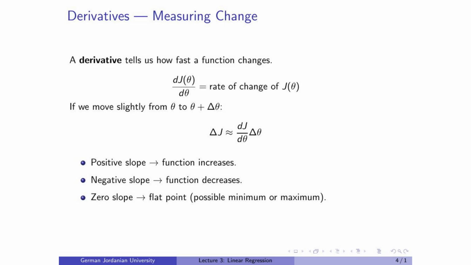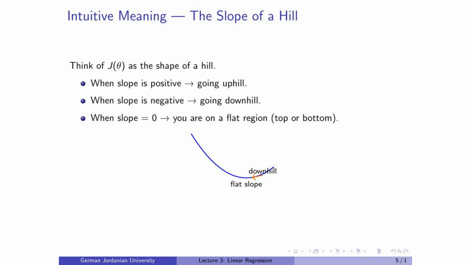Now the derivative tells how fast J changes when we move theta. Positive slope means the error increases. Negative slope means it decreases. Zero slope means we're on a flat region, maybe a minimum. To understand the slope concept, please think of J as a hill. If the slope is positive, we climb uphill. If it's negative, we roll downhill. At slope 0, we've reached a flat spot, the top or the bottom.